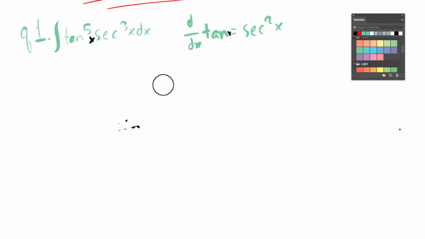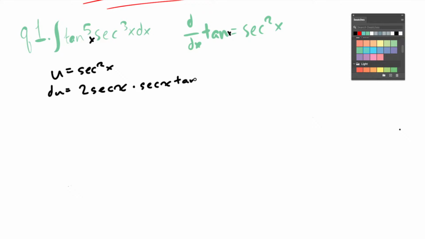If u equals secant x, okay, u equals secant squared x, that means du equals 2 secant x times secant x tan x.